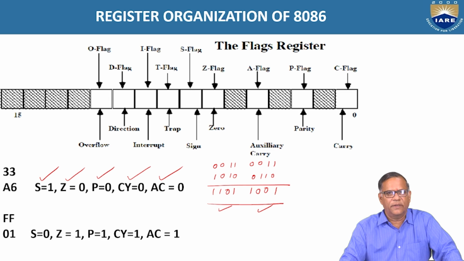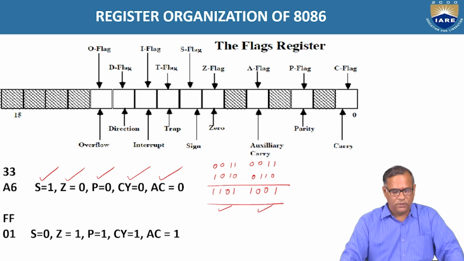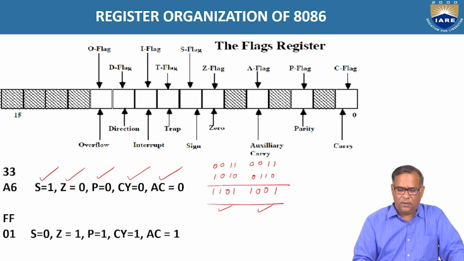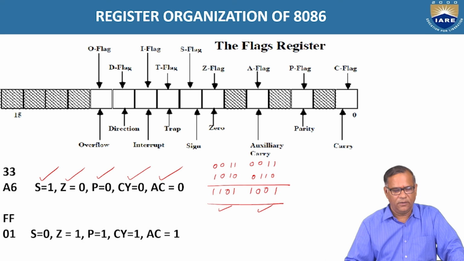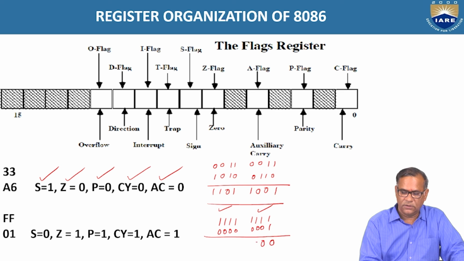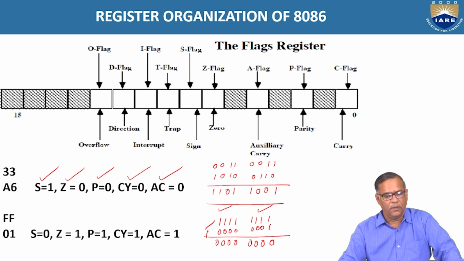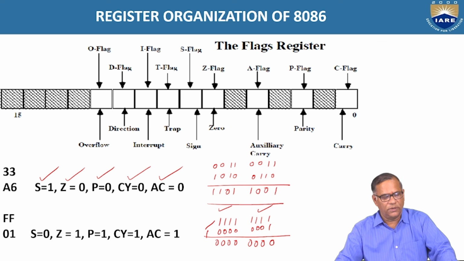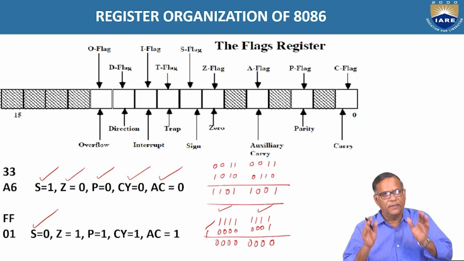Now let us see the combination of various flags for the addition of FF with 01. We are doing an unsigned arithmetic operation. So F is all ones, and I am adding 1 to that. So what is the result? 1 1 is 0, and the result is 0000 0000. So here the most significant bit is 0, so the sign flag is 0.